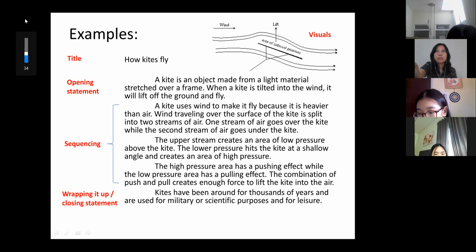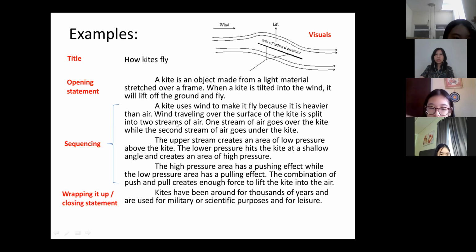Designed to make it light because it is heavier than air. When traveling over the surface, the kite splits the air into 2 streams. One stream of air goes over the kite, while the second stream of air goes under the kite. Thank you, Felicia. You see, there are 2 streams of air. One over the kite, if you see the visual here, and another stream of air going under the kite.